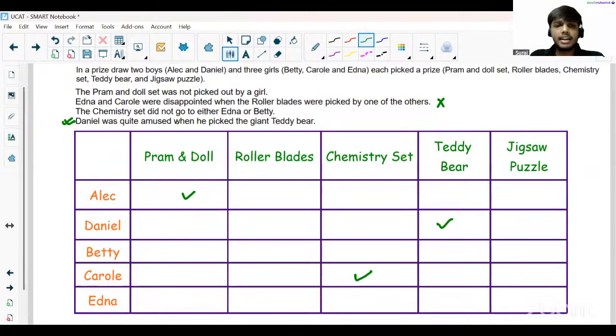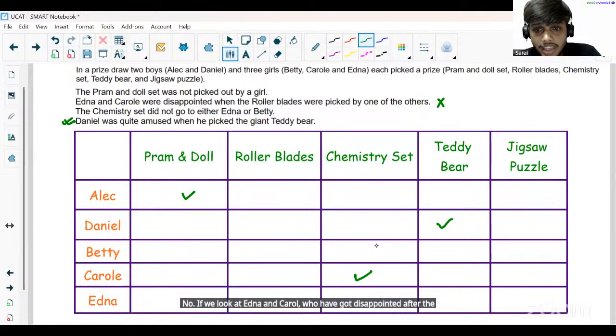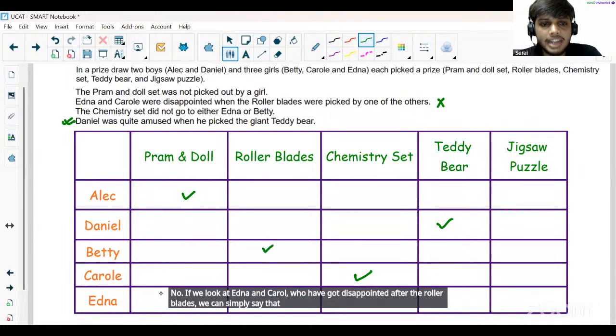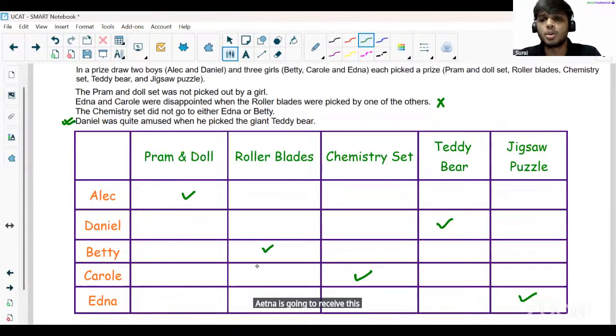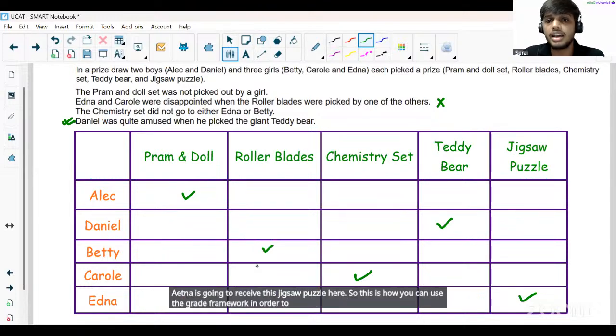Now, if we look at Edna and Carol, who have got disappointed after the roller blades, we can simply say that either Betty or Edna has got it. So Betty was the only option that is left for the roller blades. So that means Edna is going to receive this jigsaw puzzle here. So this is how you can use the grid framework in order to figure out the answers quickly for these type of sections.